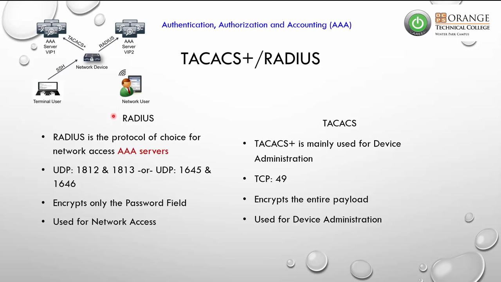A lot of vendors create RADIUS servers. Microsoft actually has something like that. RADIUS is the protocol that accesses these authentication, authorization, and accounting servers. So this could be Active Directory. This could be a Unix box. It could be whatever. RADIUS uses these UDP ports. It encrypts only the password field, and it is used primarily for connecting you to an AAA server.